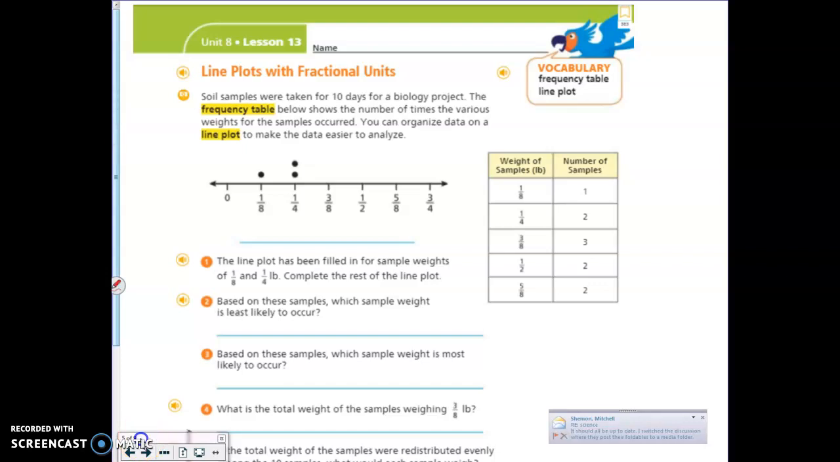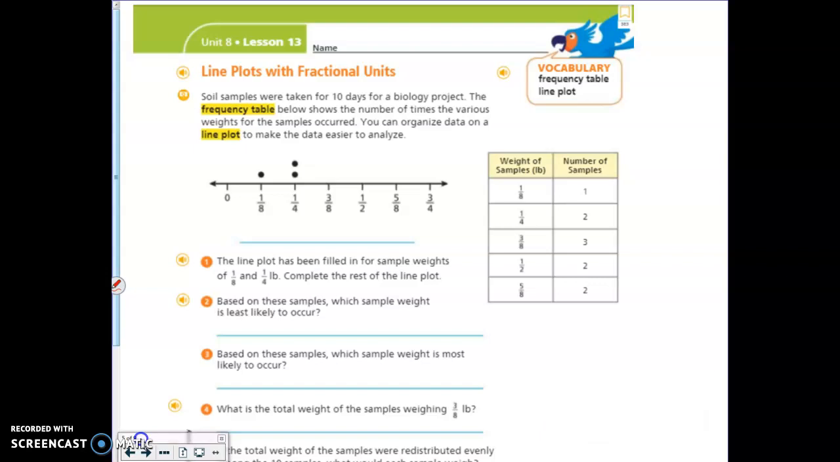Welcome, fifth graders, to your lesson on line plots. And in this case, they tell us line plots with fractional units. The fractional units part is not as important. It is simply the fact that we are obviously dealing with a lot of fractions this year.